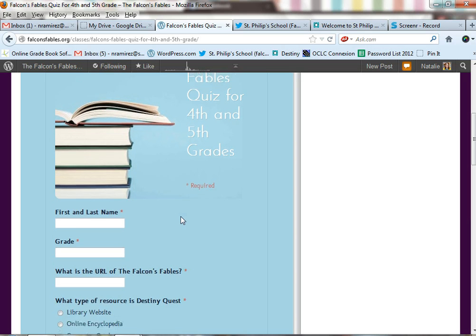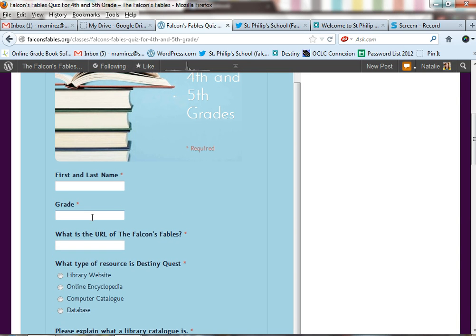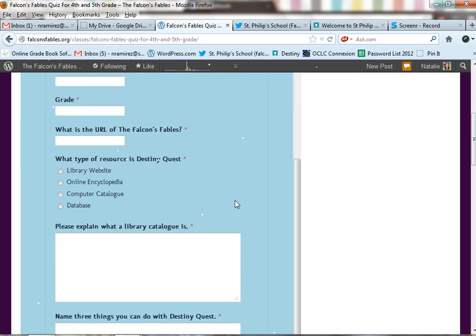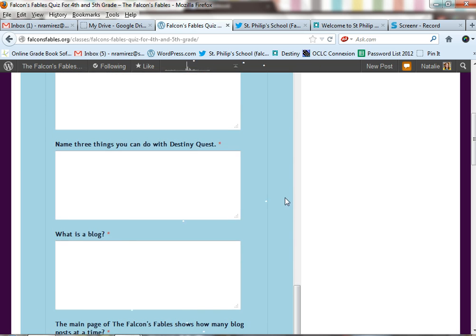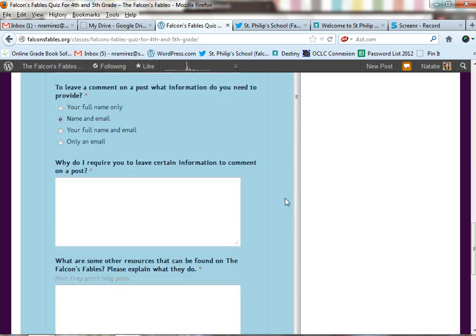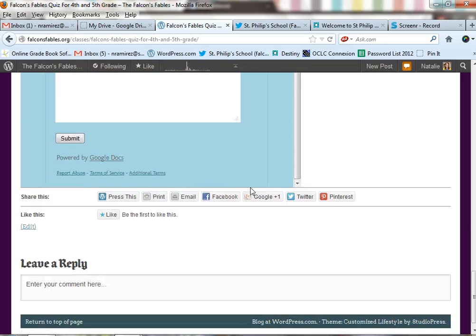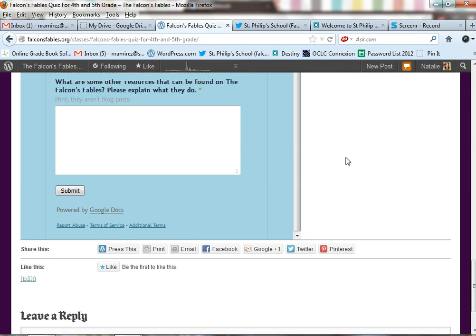And here it is. I have them put their first and last name and their grade, so when I'm looking at the spreadsheet that it produces, I can easily organize it. And then there's just, I think I did 12 questions about the Falcon's Fables, about using a blog and databases, and using our library catalog, Destiny Quest.